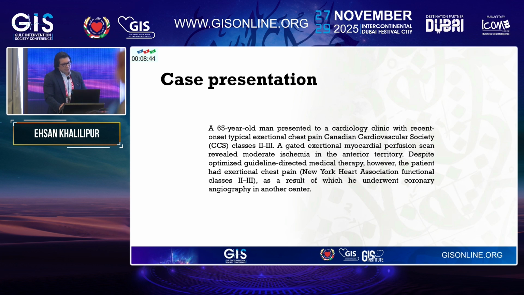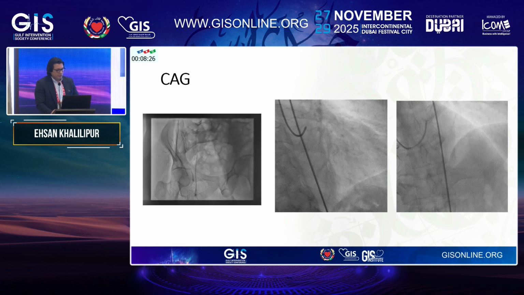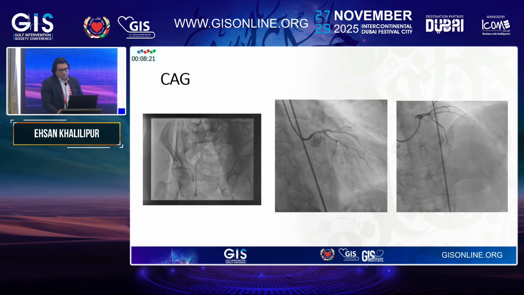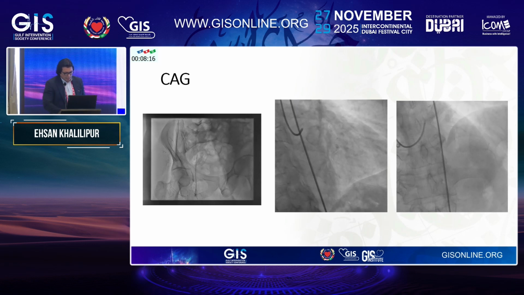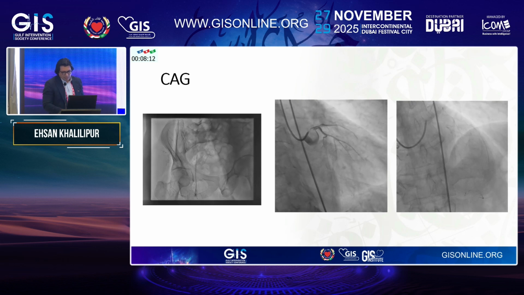The case was a 65-year-old man who presented to cardiology clinic with recent onset of typical exertional chest pain, which was a bit resistant to medical treatment. So we decided to further assess this patient. This is the angiography of this patient, showing a totally occluded LAD from the first septal, with retrograde filling from the same left side via a very well-developed large septal.